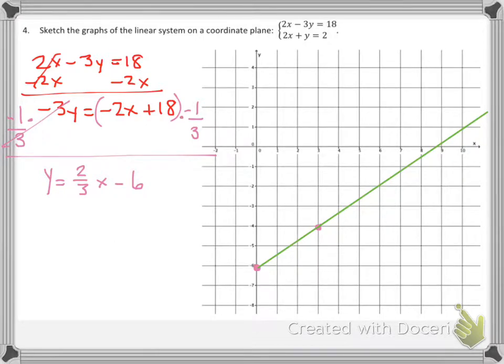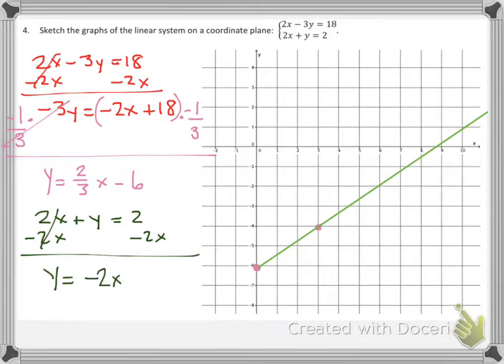The next equation, we have 2x plus y equals 2. So 2x plus y equals 2, and I'm going to subtract 2x. And that gives me y equals negative 2x plus 2. That means I'm going to cross the y-axis at a positive 2. And the negative 2 slope means down 2, right 1. So there's my next point. And then I can draw the line connecting those two.